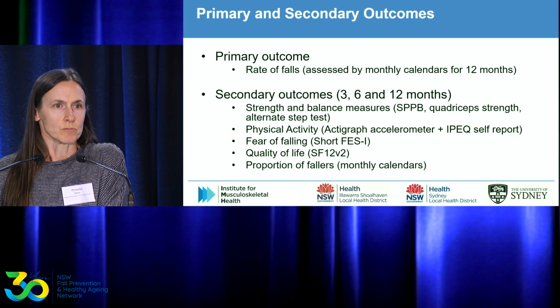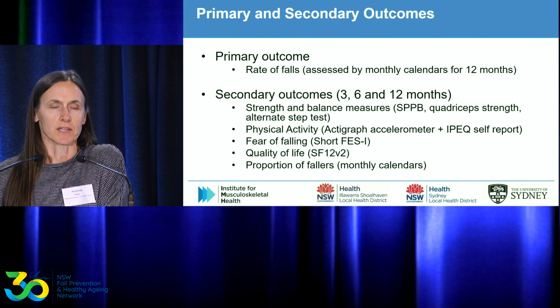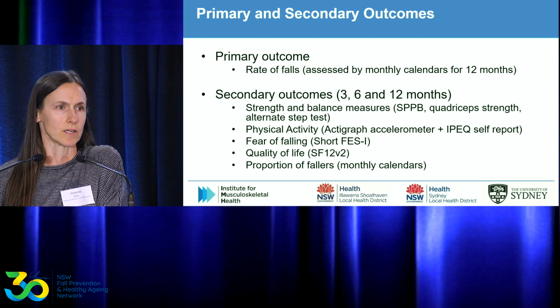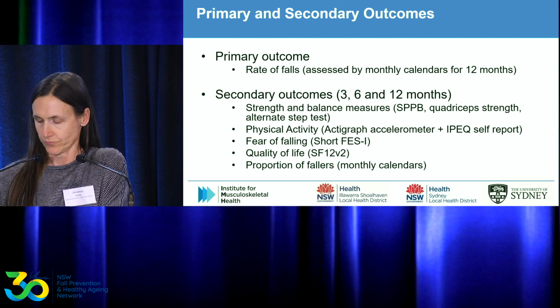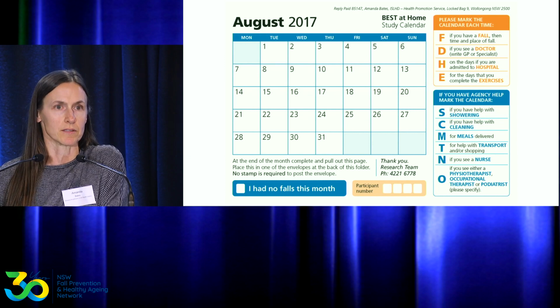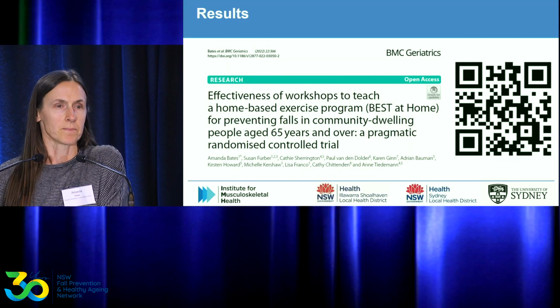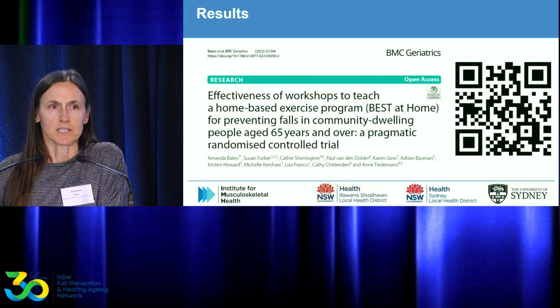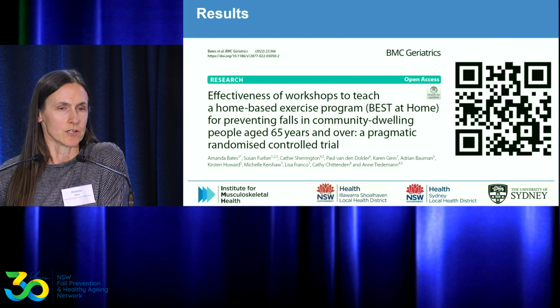So our primary outcome was rate of falls, which was assessed by monthly calendars over the 12-month period, and we also had a number of secondary outcomes at 3, 6 and 12 months, looking at balance and strength, physical activity, fear of falling and quality of life. And that's an example of the calendars that participants were given and sent back to us on a monthly basis. So the results were published last year in BMC Geriatrics. There's a QR code that I'll put up again just at the end of the presentation if you don't get it now.